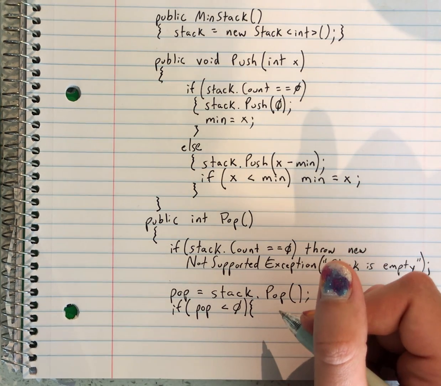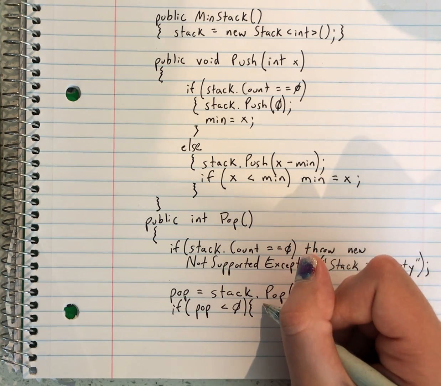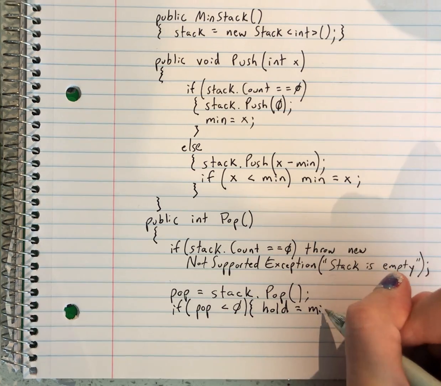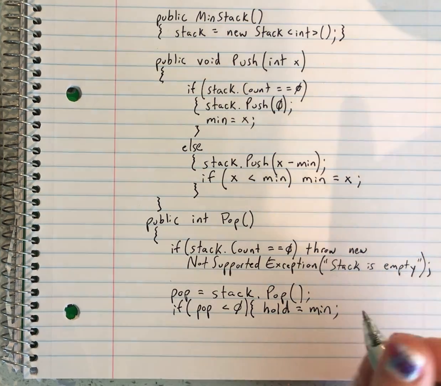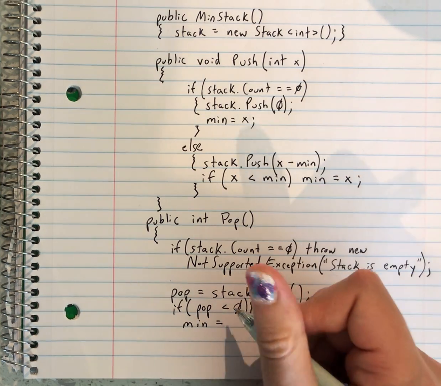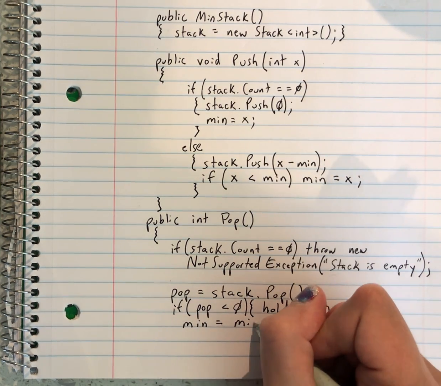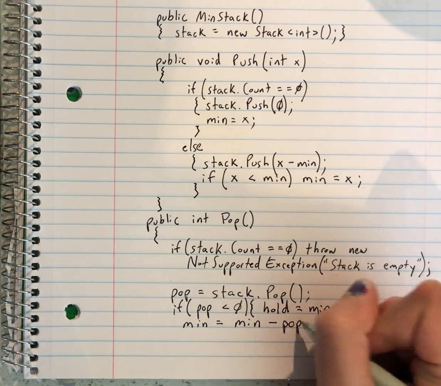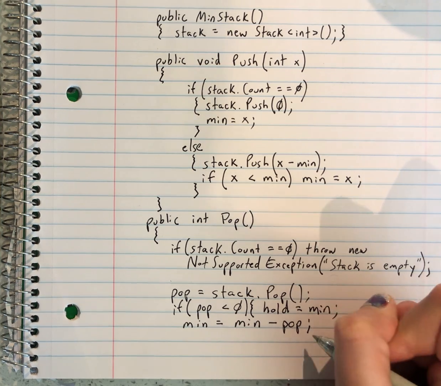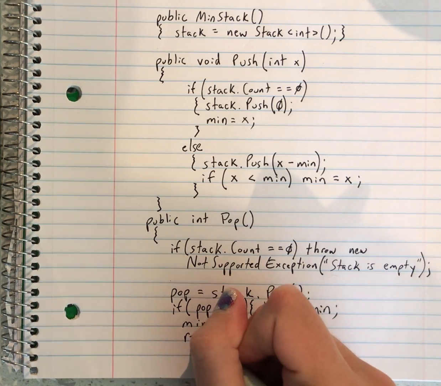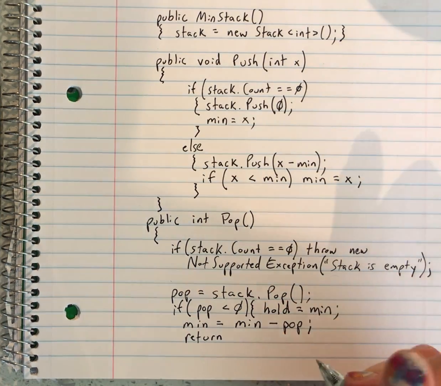We'll assign the current min to our variable hold, so we can hold that min. We'll set min equal to the difference between min and the element that we've popped. So we're returning it to the min that it had before this element was pushed onto the stack. Now we'll return hold.